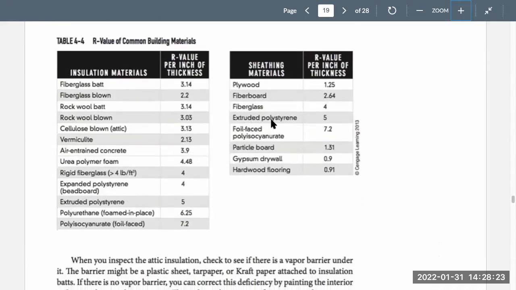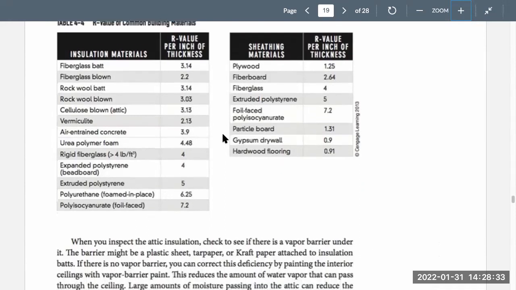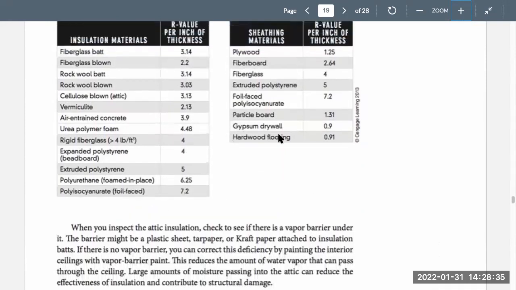So we were looking at extruded polystyrene before when we were at chapter 2. They were at 5.4. They're saying this is about 5. So you can see it's about the same. Hardwood flooring, wood, 0.9. It's about an R value of almost 1 per inch.